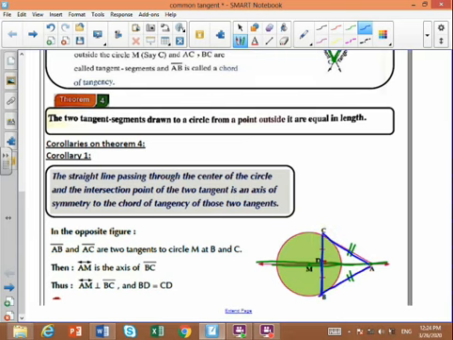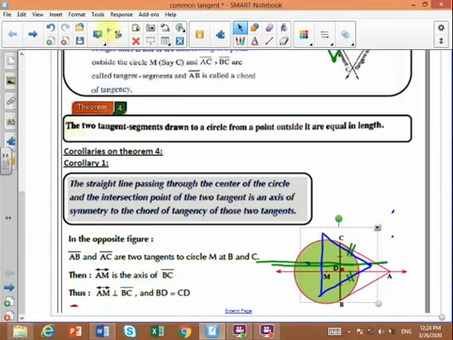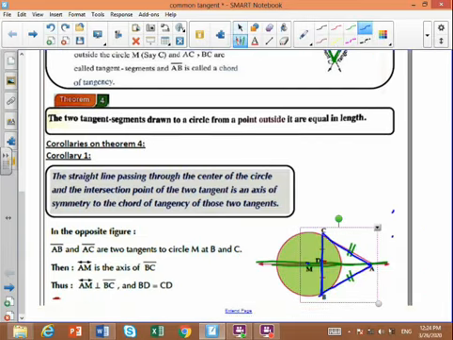The line that passes through the center and the point that intersects the 2 tangent segments, so this is an axis of symmetry. What does this mean, axis of symmetry? Axis of symmetry means it is a perpendicular bisector of the chord of tangency. So this will be 90 degrees and it will bisect the chord if it passes through the center and the point of intersection of the 2 tangent segments.